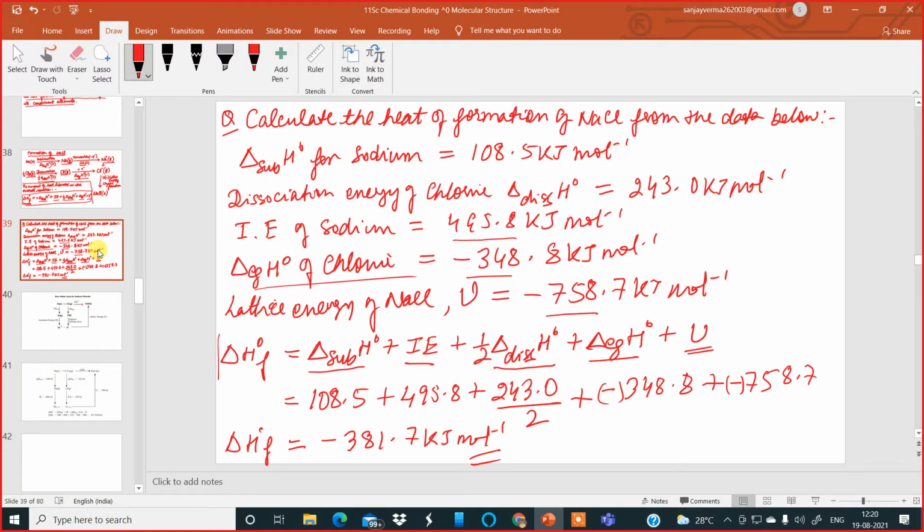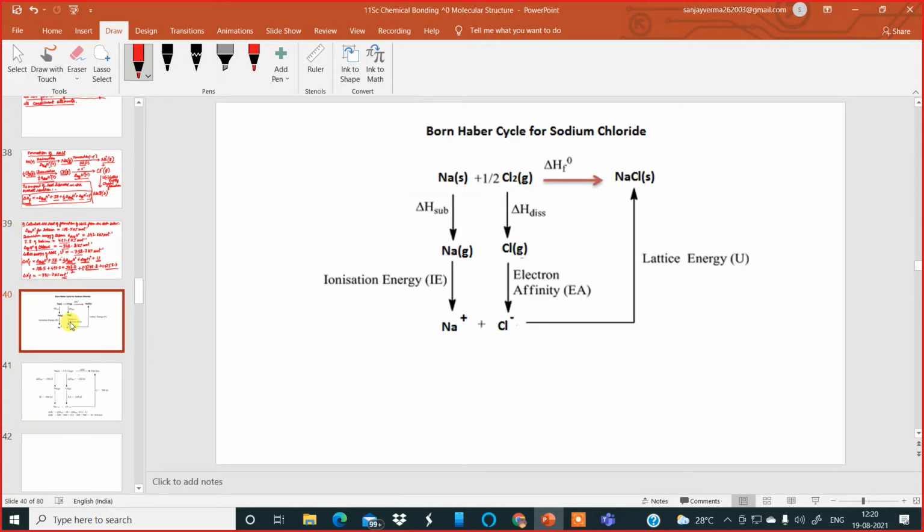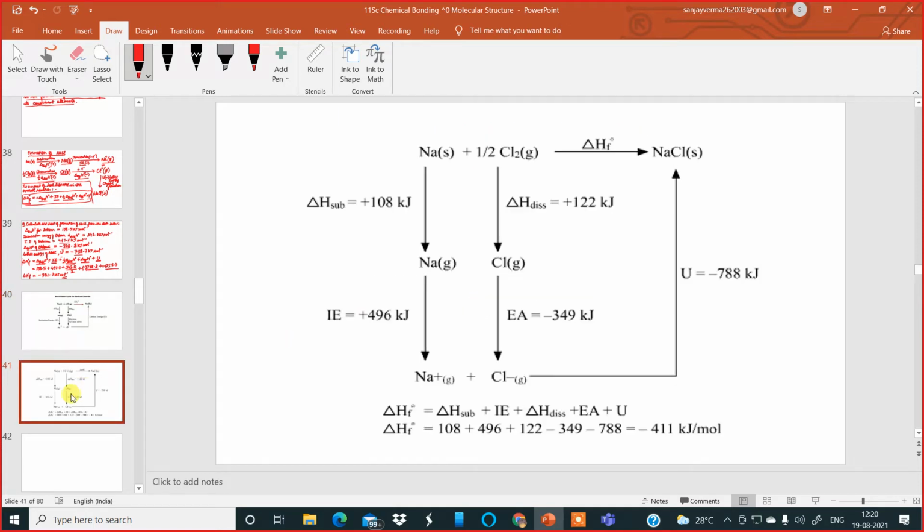Heat of formation is equal to heat of sublimation, ionization enthalpy, half of dissociation enthalpy, electron gain enthalpy, and lattice energy. All positive sign over here, and the negative sign is entering according to the electron gain enthalpy and the lattice energy. Now, this has been represented in a diagram over here for you all again. And then we have a numerical.